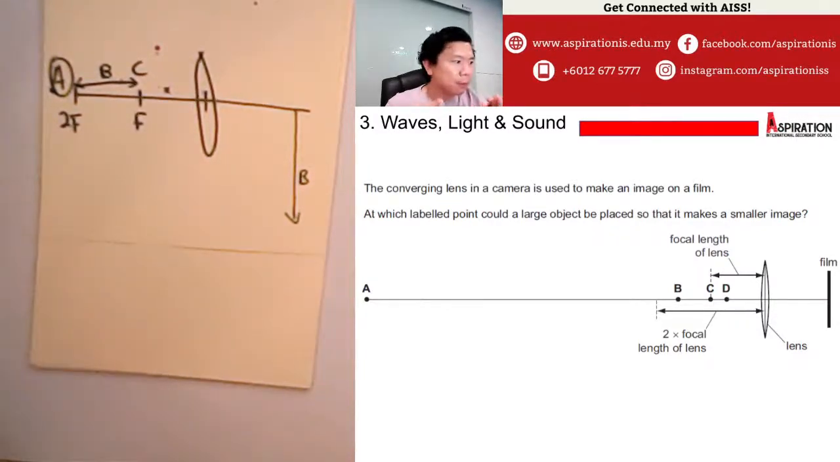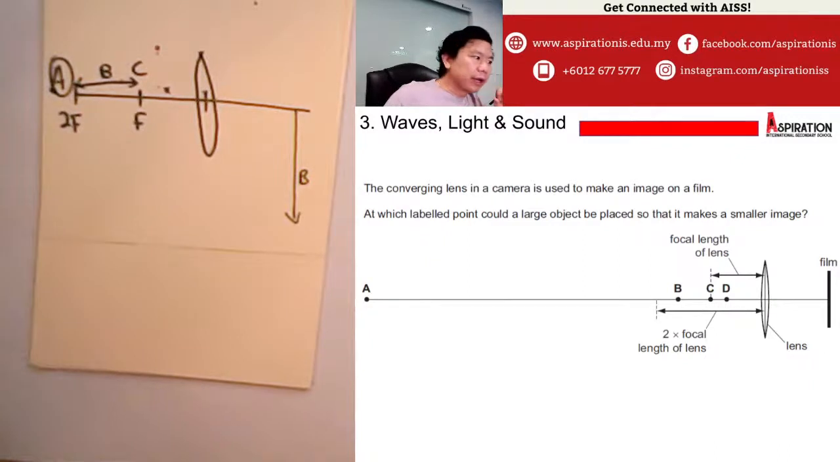Many of you put B. It is not B, because in B you are between the focal length and the double focal length, and that is the region that will get you a larger image. I hope this is clear.